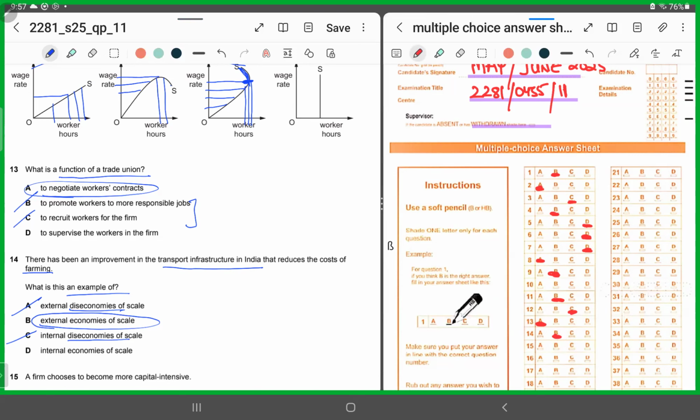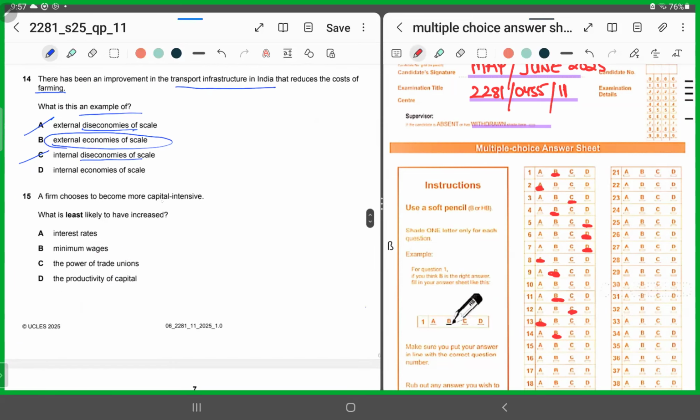All right, number 15. A firm chooses to become more capital intensive. That means a firm becomes more automated and less dependent on labor, right? It's less labor intensive, more dependent on capital, machinery and equipment. What is least likely to have increased? Now let's look at the options. Interest rates, minimum wages, power of trade unions, productivity of capital. B, C and D all must have risen.